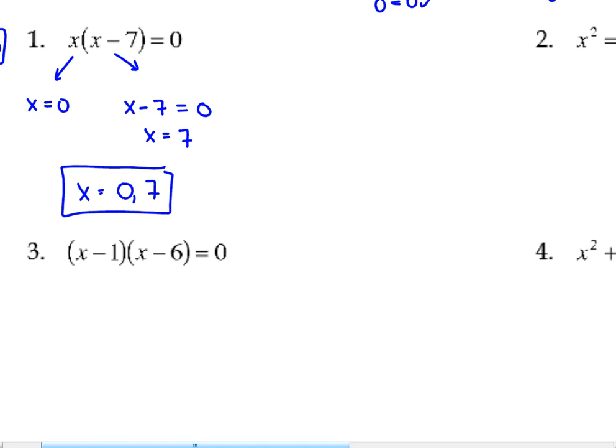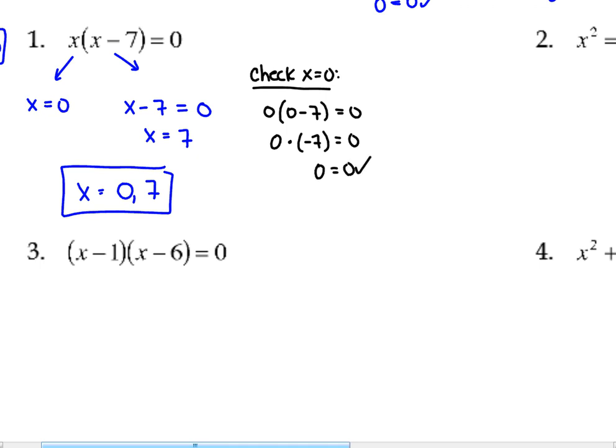So our solution would be if x was 0 or 7, either one of those would give you a product of 0. Okay, let me show you. Let's check this. If x is 0, we're not going to check this every time. Okay, just this time. If x was 0, I'd have 0 times 0 minus 7, or 0 times -7, does that equal 0? Yep, sure does. Okay, check for x equals 7. So if we had 7 times, I'm replacing the x in the actual equation here, 7 minus 7.